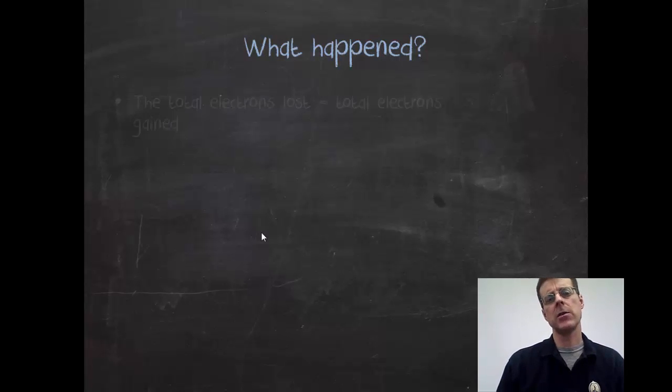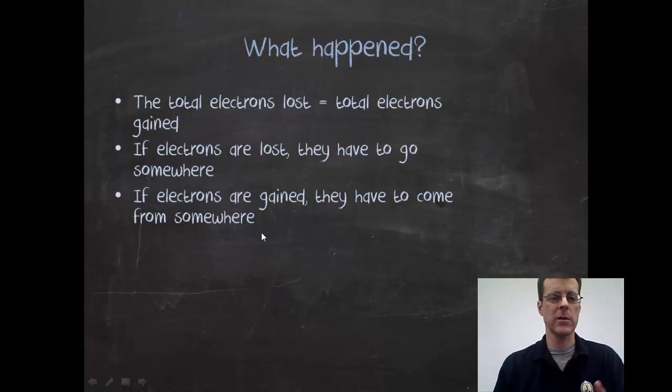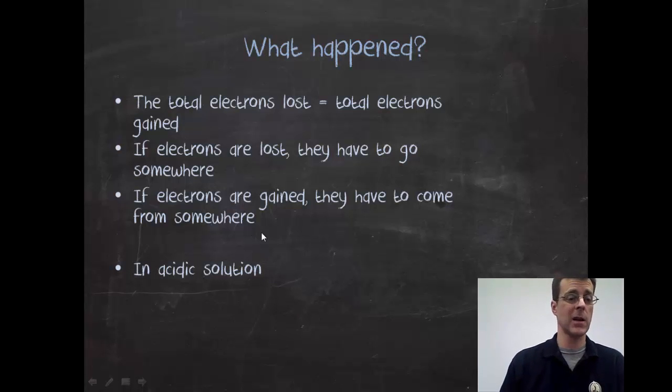Okay. Now, 2 things to think about in terms of where we went wrong. We didn't really go wrong, but what did we miss? We know that part. And we also know that if electrons are lost, they have to go somewhere. If they're going to be gained, they have to come from somewhere. There's no magic happening. But we also left out or ignored or didn't do anything with this acidic solution. What does acidic solution mean?